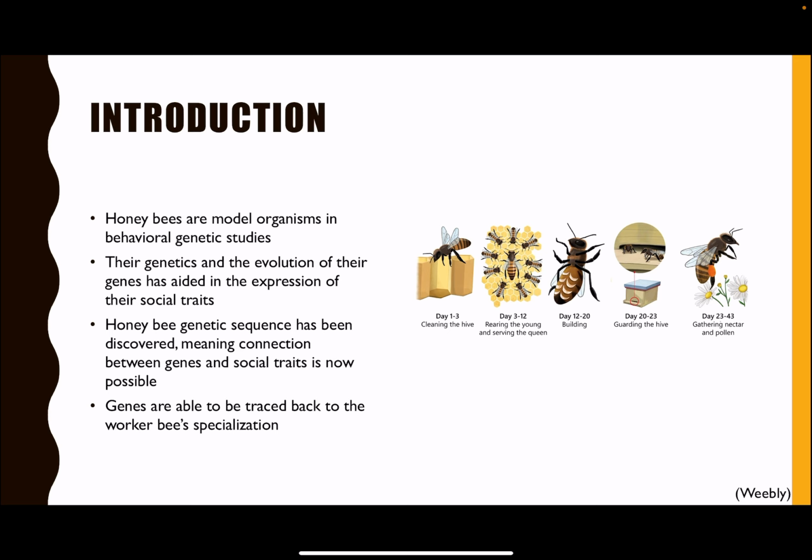Over time, they become much more social and they interact with each other much more than they had. The honeybee genetic sequence has fully been discovered, allowing the connection between genes and social traits. So now it is possible to dissect those genes and determine what social traits correlate directly to them. This allows genes to be traced back to worker bees' specializations and why they have these specializations. In this image, I am showing the worker bees and what their typical lifespan is and what they're doing.